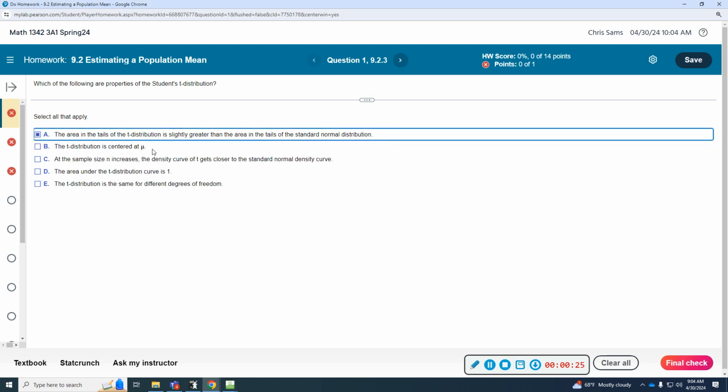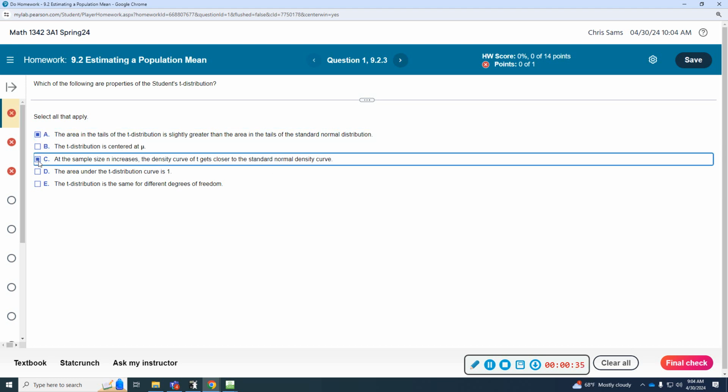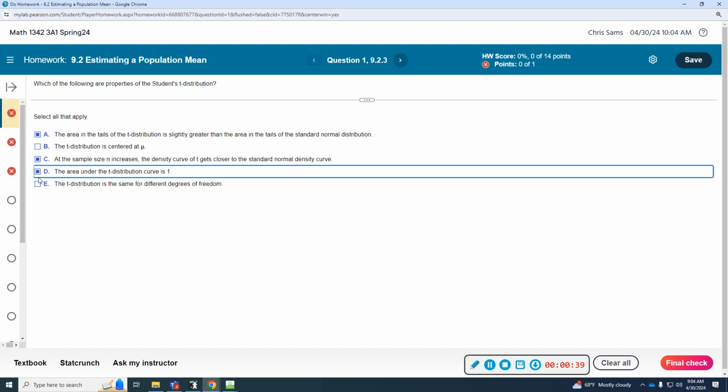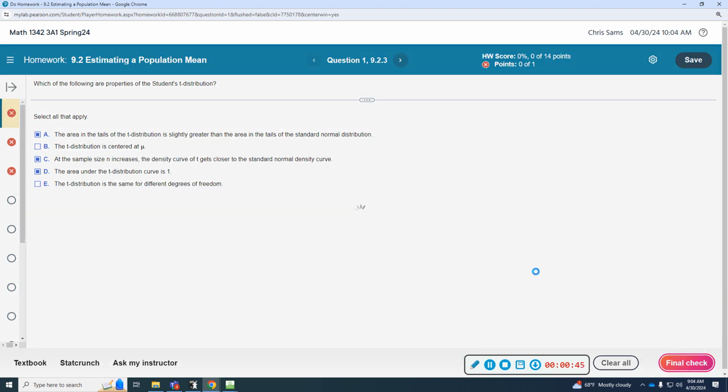The distribution is centered at the mean. It's centered at 0. As the sample size n increases, the density gets closer to the normal density curve. That is true. Area under the t-distribution curve is 1. That is also true. T-distribution is the same for different degrees of freedom. That's not true. So those 3.